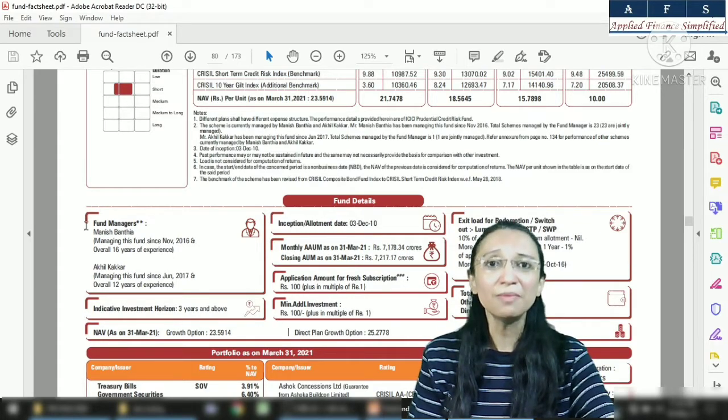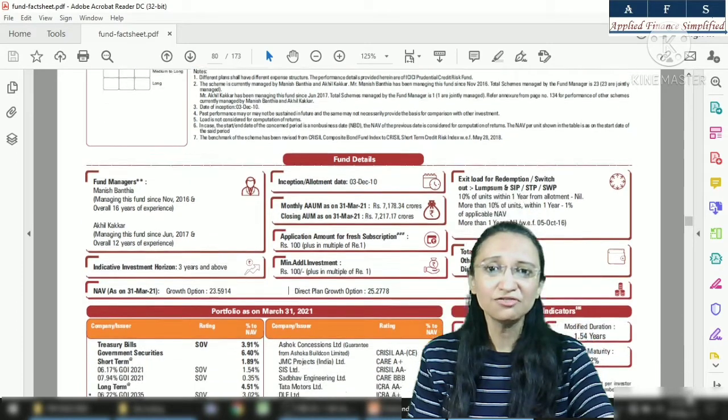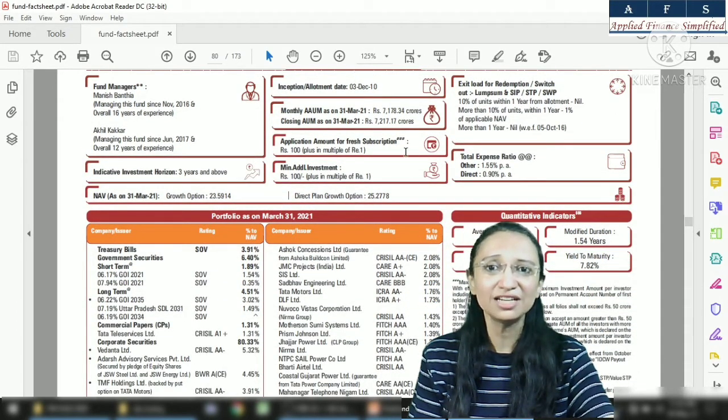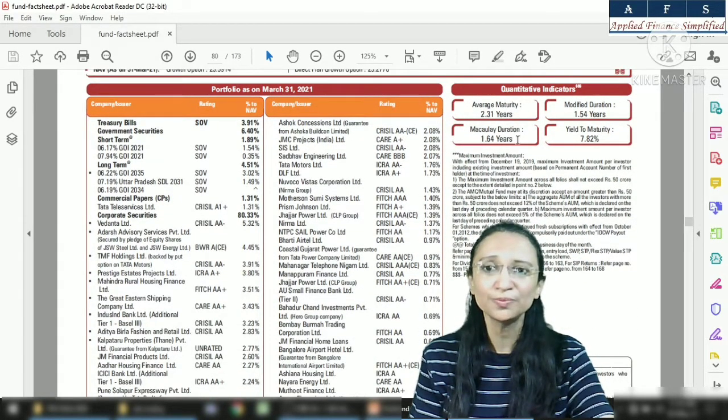Please remember, fund manager is a very important person because he, along with his team, takes the decision regarding what instruments the fund needs to be invested in. His experience along with his time from when he's managing this fund has been given in this space. Further, you have various information regarding the fund details given under here, like the assets under management, like the NAV of the scheme, the exit load, the expense ratio. The quantitative indicators are also mentioned as we discussed in the video.